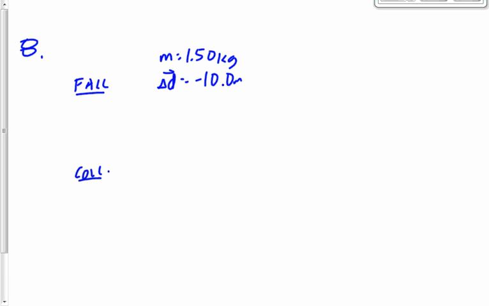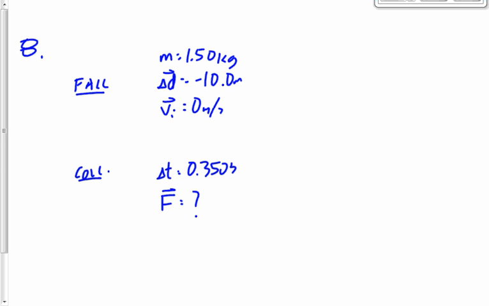Let's write down some givens here. For the fall, and then for the collision. We know that the mass is 1.50 kilograms for both the fall and the collision. The displacement during the fall is negative 10 meters, as it was in the last question. VI, let's say it falls from rest here. It's dropped. VI is 0 meters per second. It comes to a stop, so the collision lasts for 0.350 seconds. And I think that's all we have, isn't it? Looking for force here.